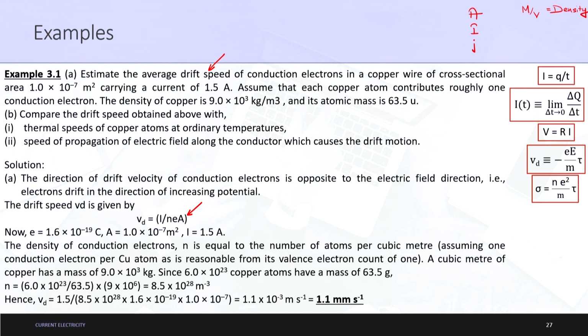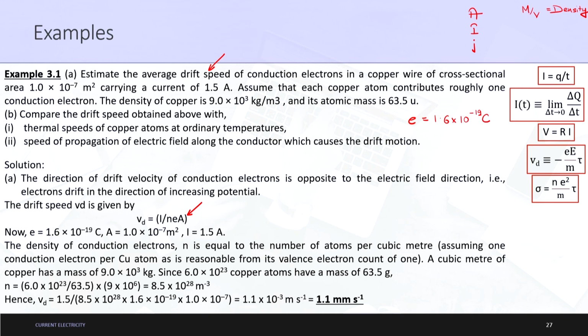Here the value of small e, you should know from the previous concept of charges before current electricity. You would have heard that the electron charge is nothing but 1.6 into 10 to the power minus 19 coulombs. C is denoted by coulombs here. Capital A is 1.8 into 10 to the power minus 9, already given in the question, and capital I is given to you.